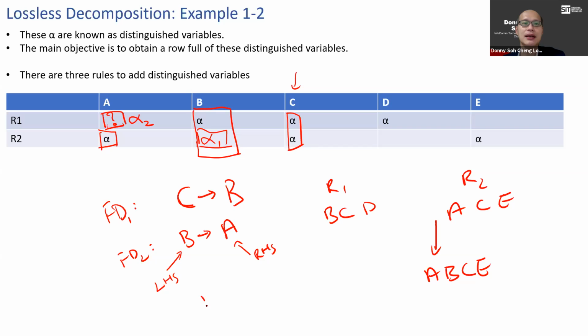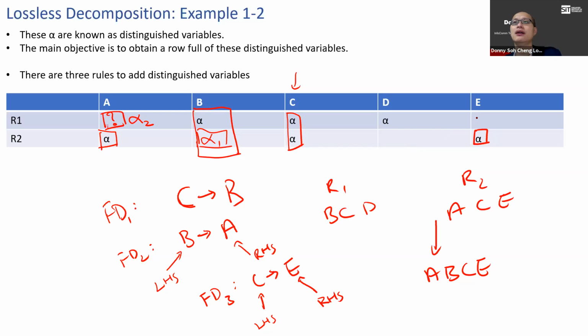And let's say that I have another functional dependency here, which is let's say C also implies E. So on my left hand side, I have two or more rows that have a distinguished variable belonging to the left hand side of a functional dependency. And I have one or more rows with a distinguished variable belonging to the right hand side of a functional dependency.